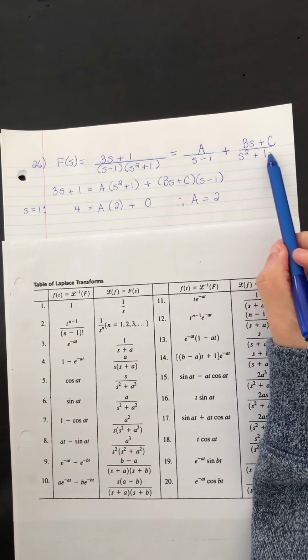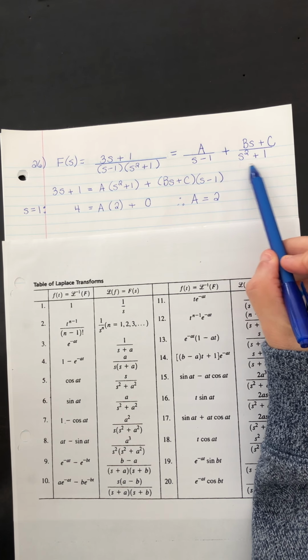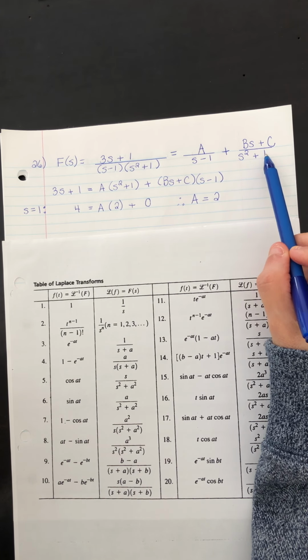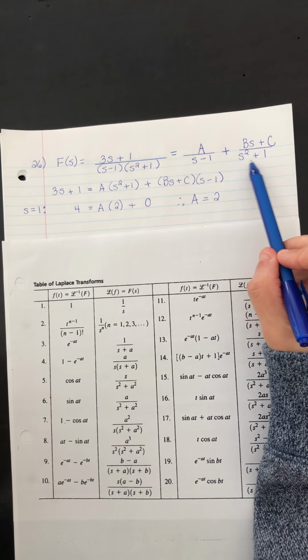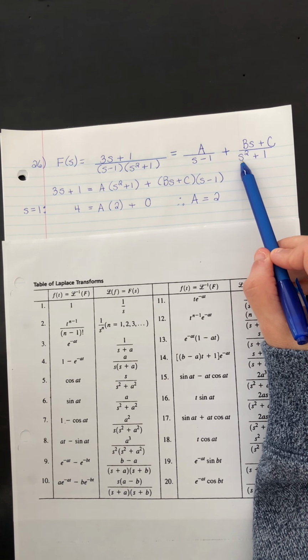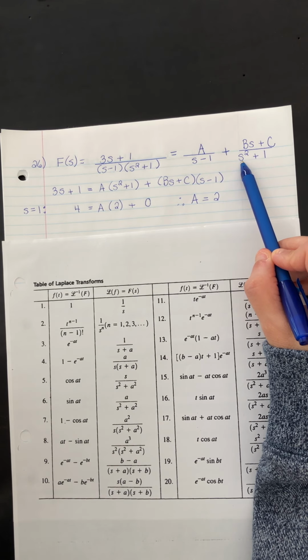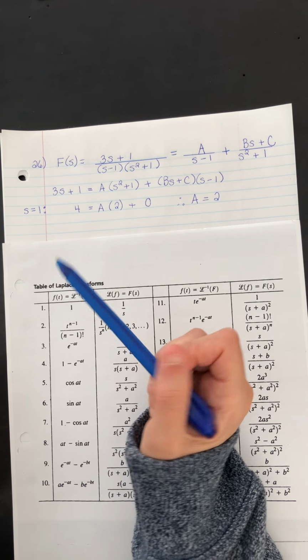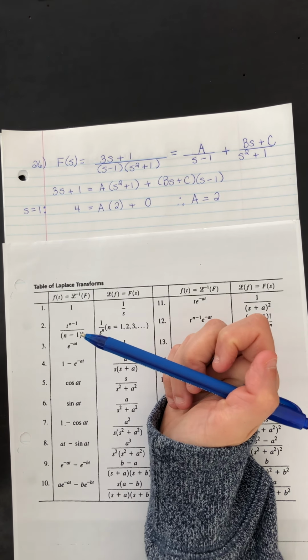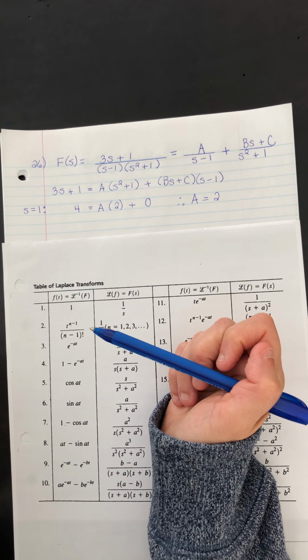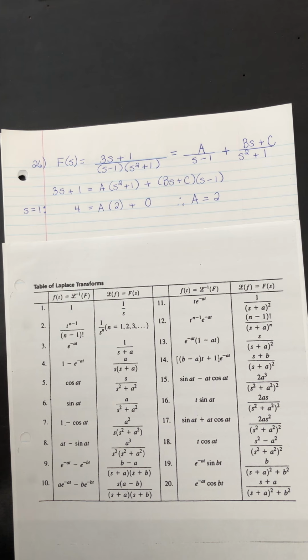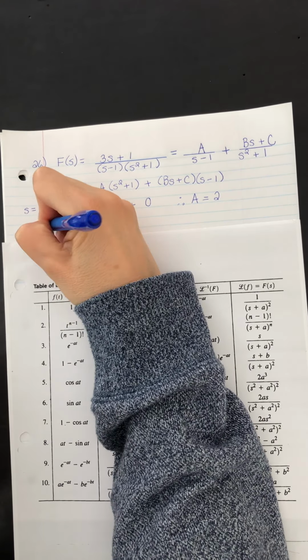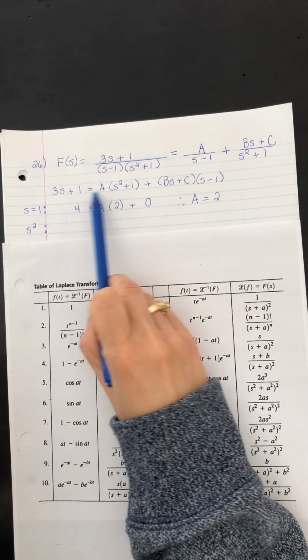Are there any other roots? Is there an s value we can substitute to make s squared plus 1 equal to 0? No, there is not, because s squared cannot equal negative 1. We're dealing with real numbers only. So this means we've used up all of the roots. So you might remember that at this point, we look at coefficients of s. Okay, what is the highest power of s? That would be s squared.